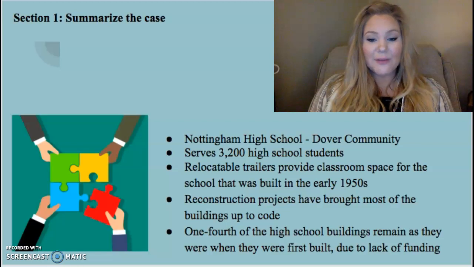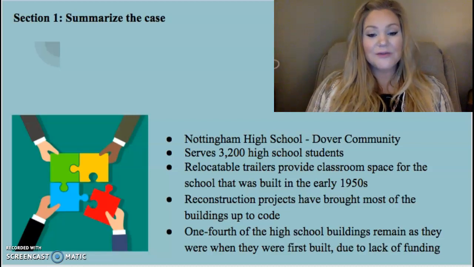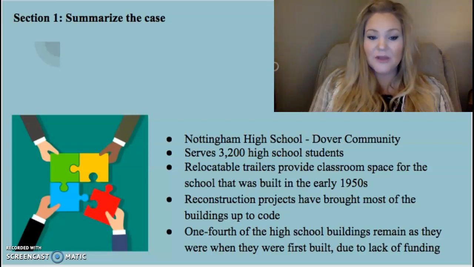I'm going to summarize the case, put out what information we do know, and then we'll outline what information we need to know. This is Nottingham High School, in the Dover community, and this specific high school serves 3,200 students.